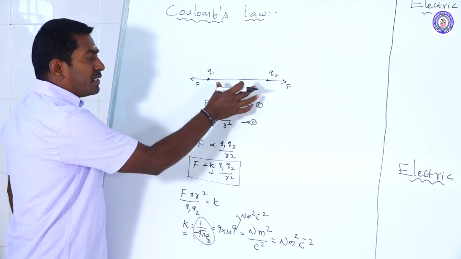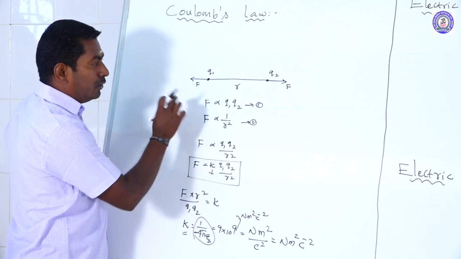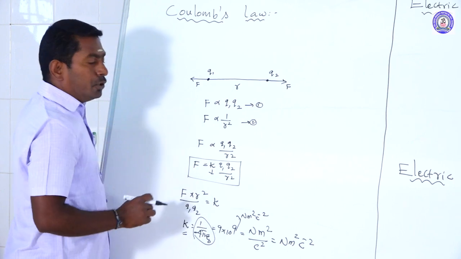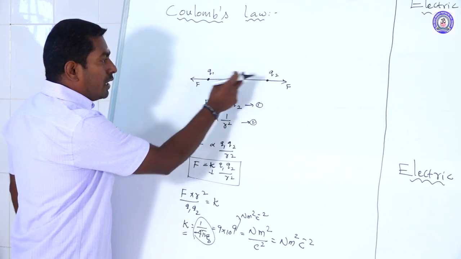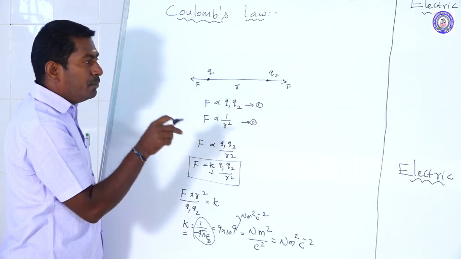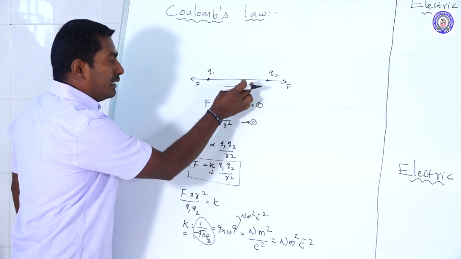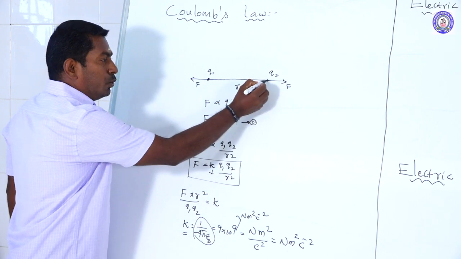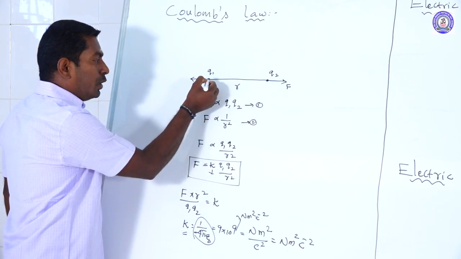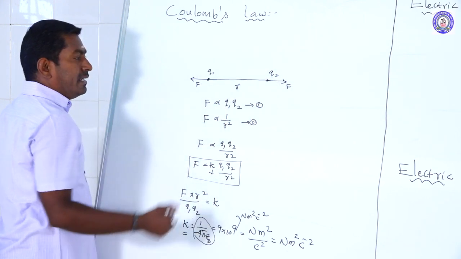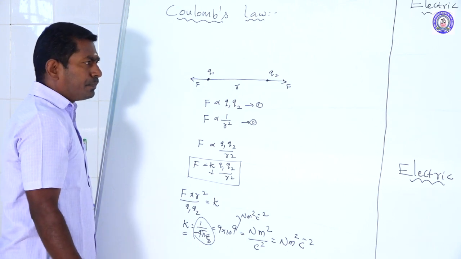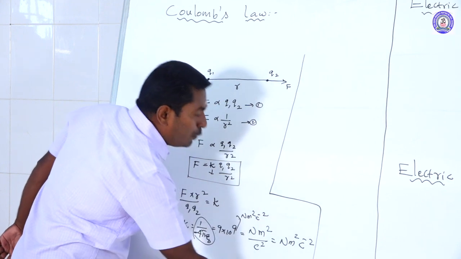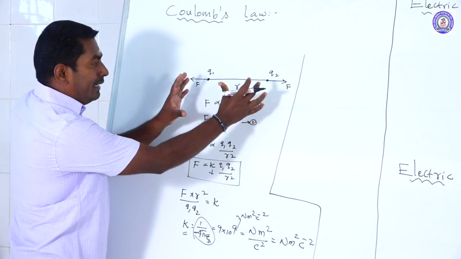The force of repulsion or attraction between the two point charges acts along the line joining the two charges. Here the Q1 charge and the Q2 charge are both similar charges. The Q1 charge exerts a repulsive force acting along the line joining the two charges. The Q2 charge exerts a repulsive force on the Q1 charge, acting along the line joining the two charges. Then these two charges are situated in a medium without any disturbance.